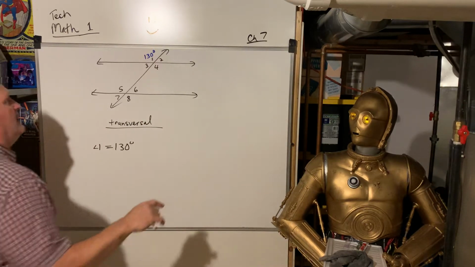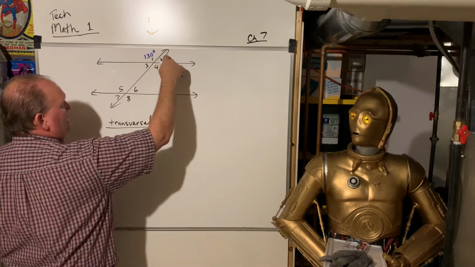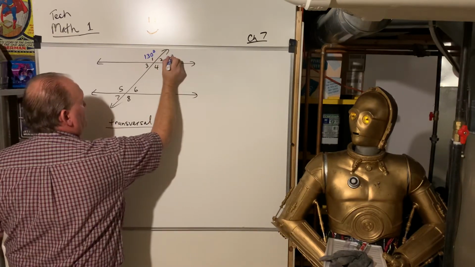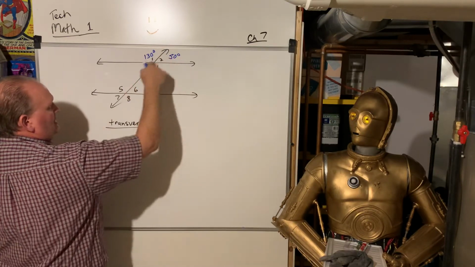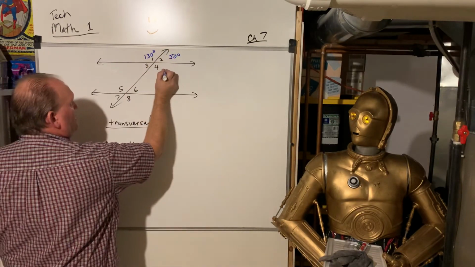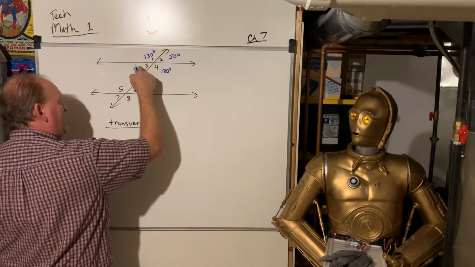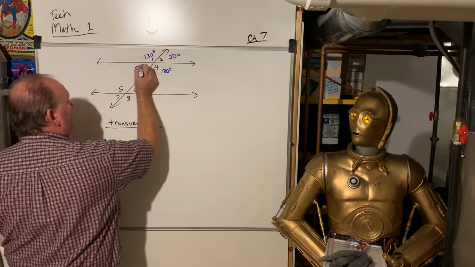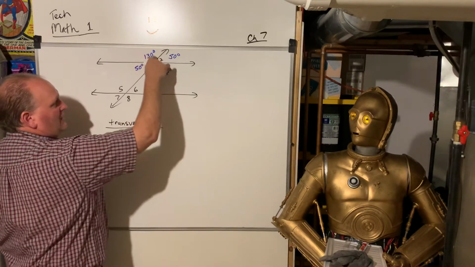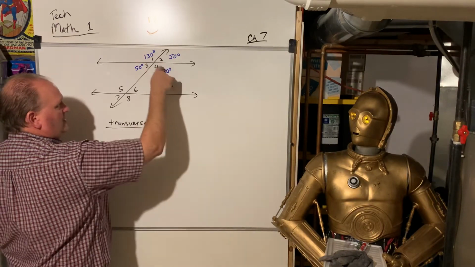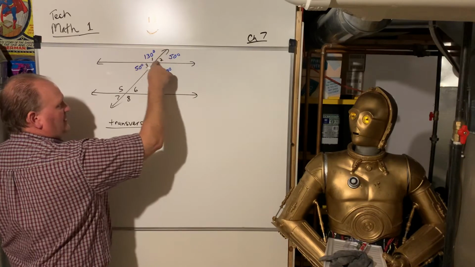Because look, if this is 130 and this is on a straight line, it has to add up to 180, so that has to be 50 degrees. If that's 50 degrees and this is a straight line, then that has to be 130. If that's 130 and this is a straight line, then that has to be 50, because they always have to add up to 180 no matter what. So vertical angles are always the same. That's 130 and 130. Vertical angles are congruent. That's 50 and 50. Those are vertical angles.